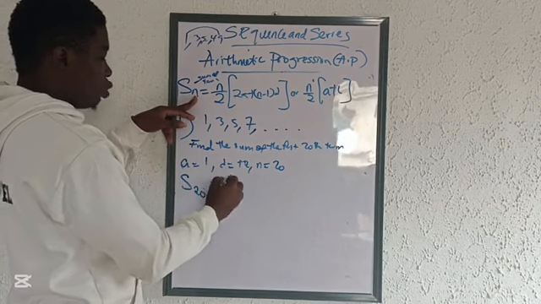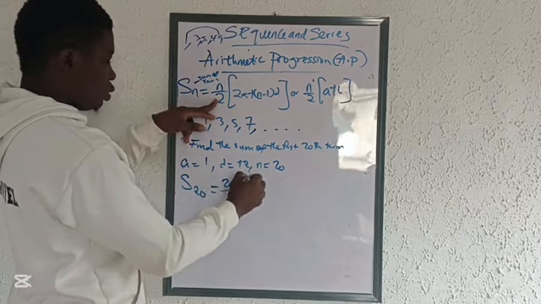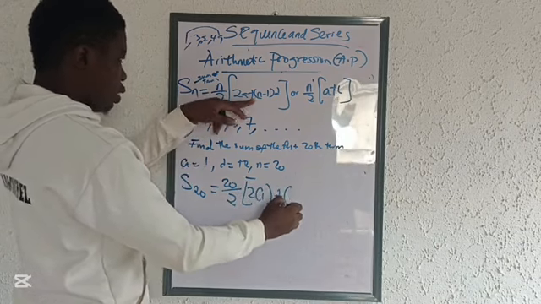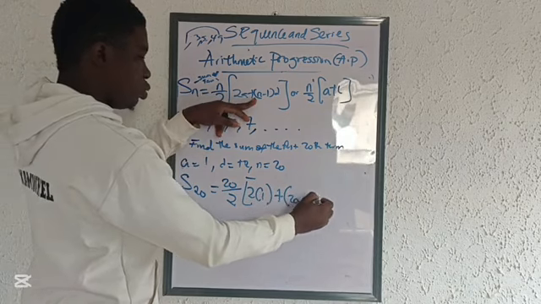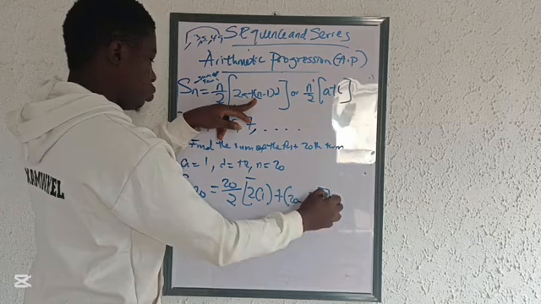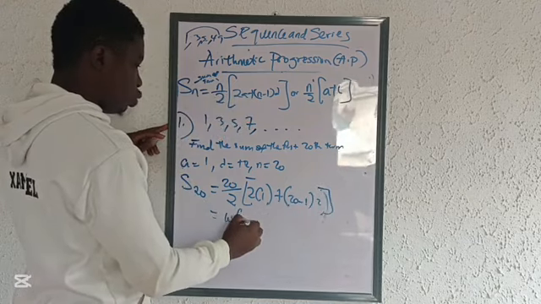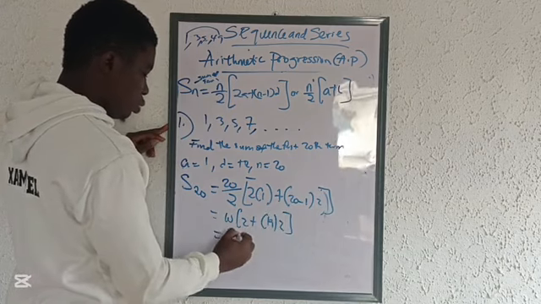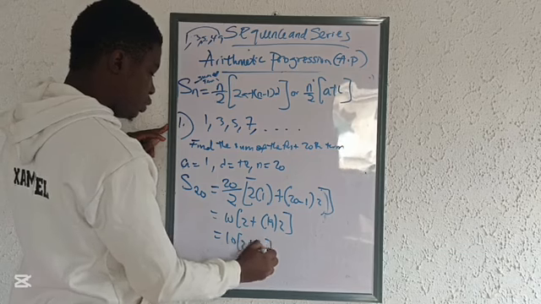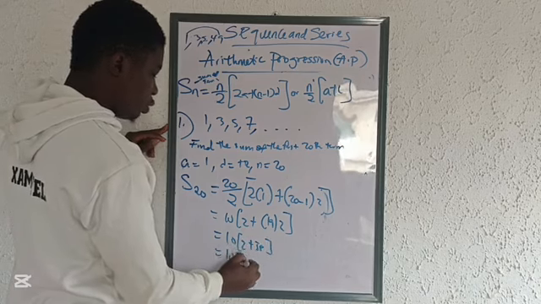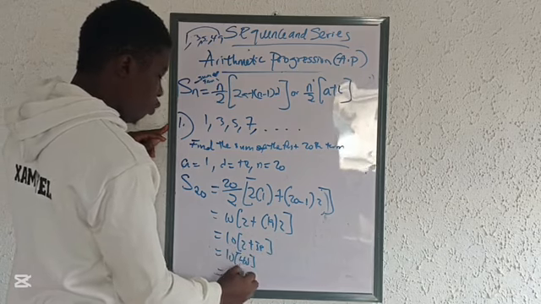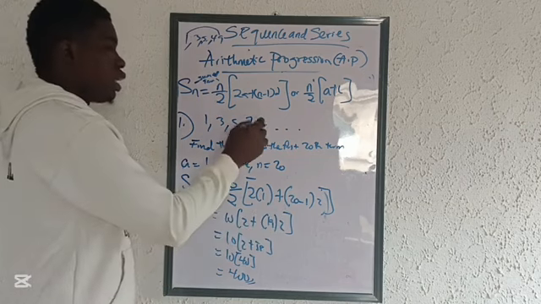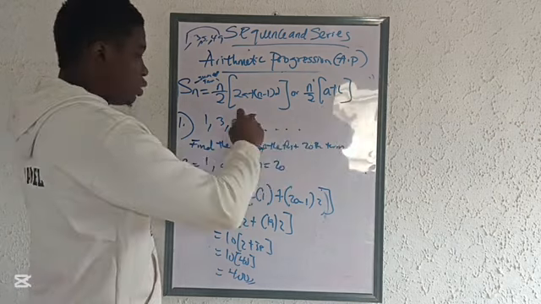n will be 20, 20 over 2, right? 2 times 1 plus 20 minus 1 times 2. So we have 10 times 2 plus 19 times 2, 10 times 2 plus what? 38, 10 times 40 equals 400. So this is the sum of the first 20 terms. Now if you do it logically, you keep adding blah blah blah till you get the 20th term.